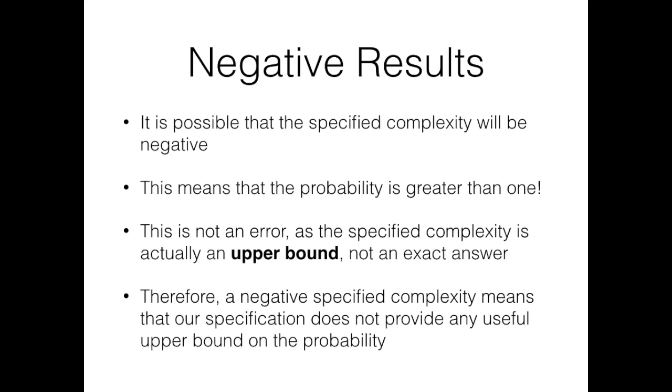It's also possible that the specified complexity will be negative. Now, a negative specified complexity taken literally would mean the probability is greater than 1. This isn't really an error, though, because specified complexity is actually an upper bound, not an exact answer. Therefore, a negative specified complexity means that our specification does not provide any useful upper bound on the probability.